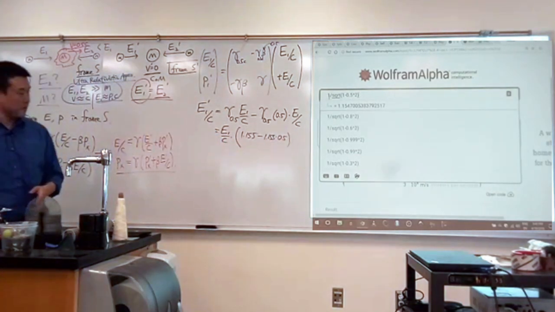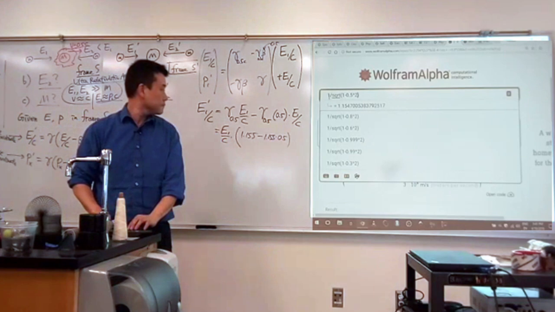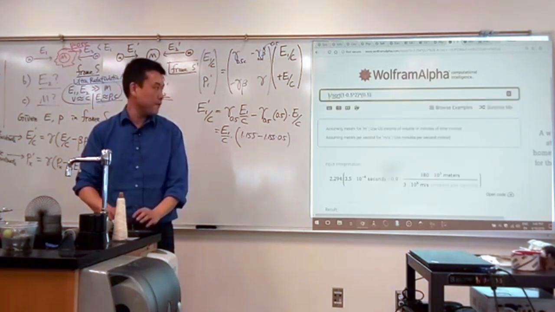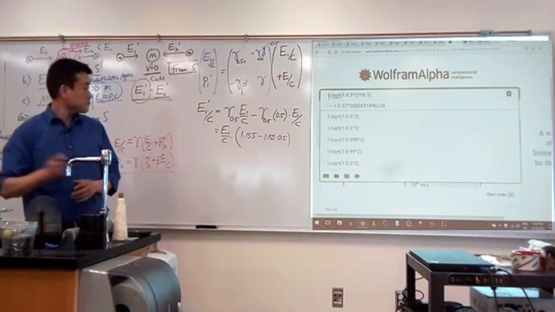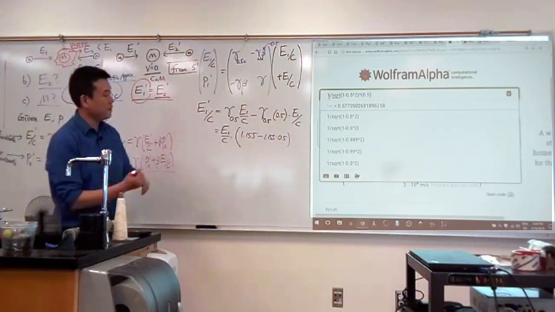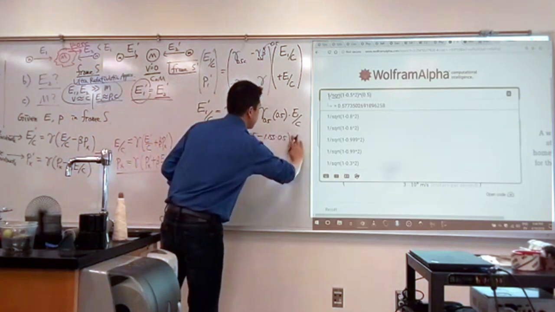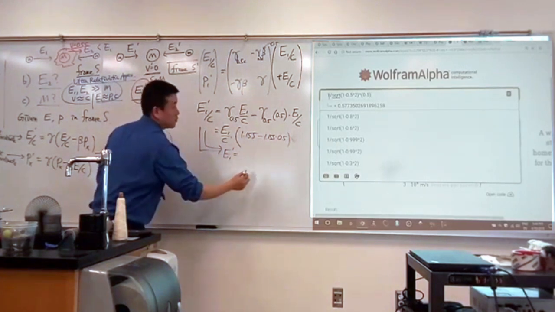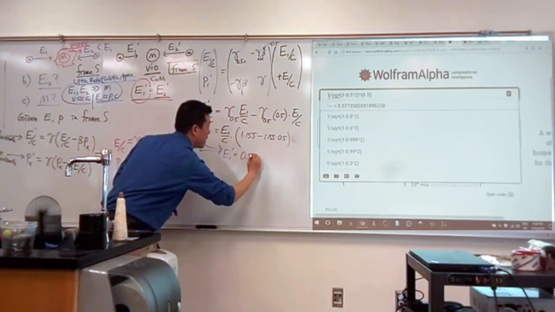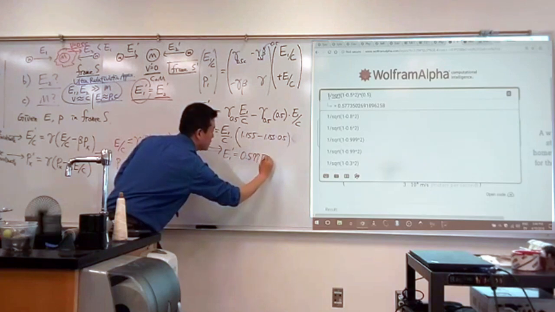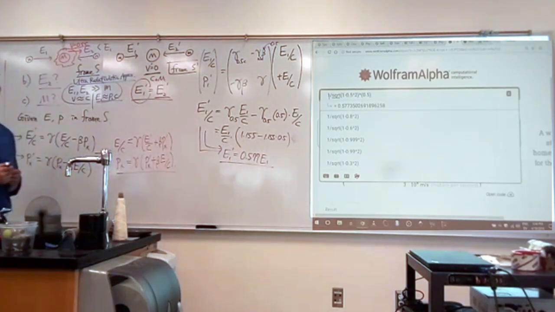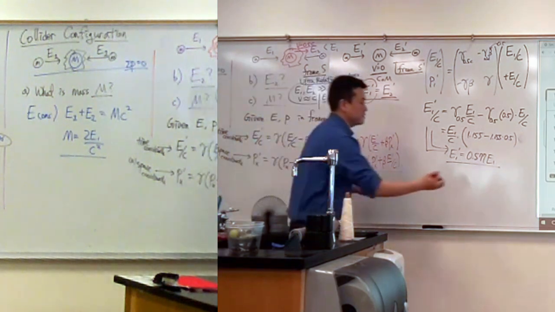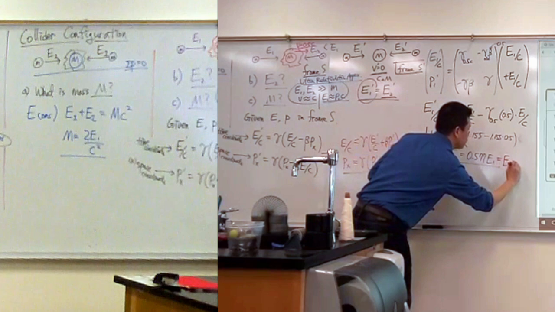So let me just plug in all the numbers so that things are easy for me. I guess I can do this. This times 1 minus 0.5, which is 0.5. So E1 prime is E1 times, so this is what you end up with. You get E1 prime is equal to 0.577 E1. Good? Then this means that this is also equal to E2 prime.